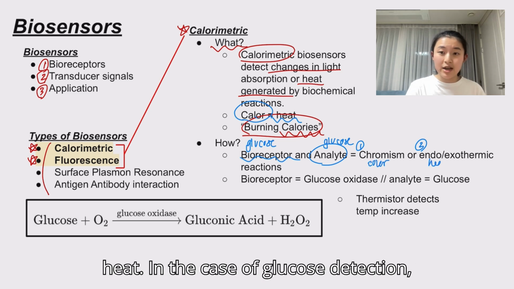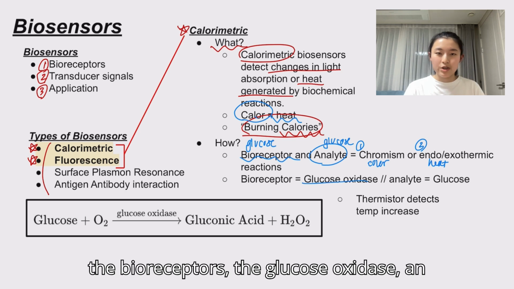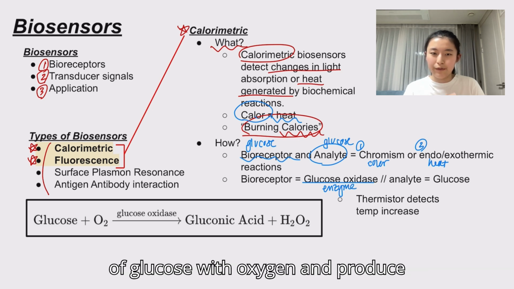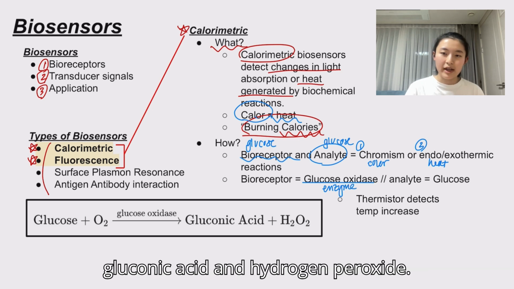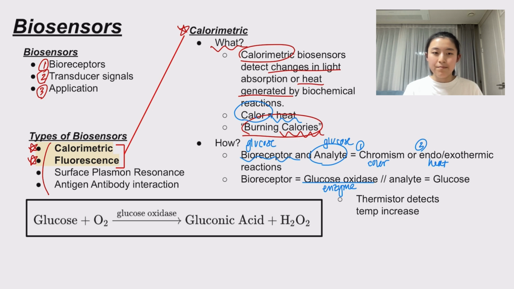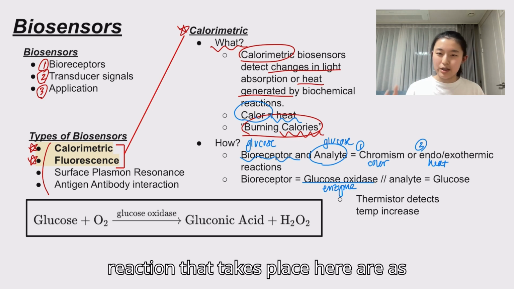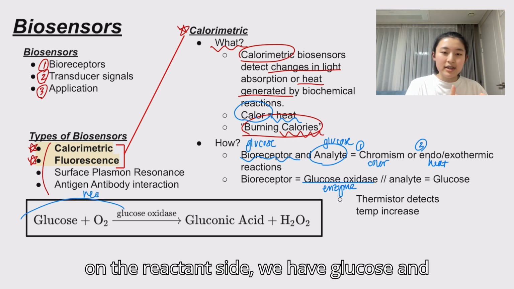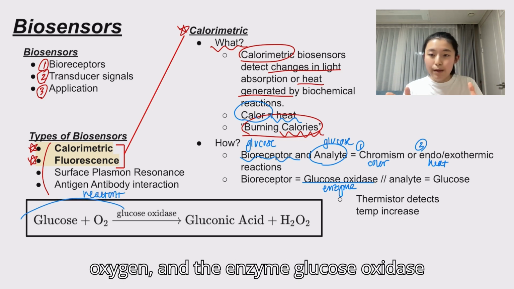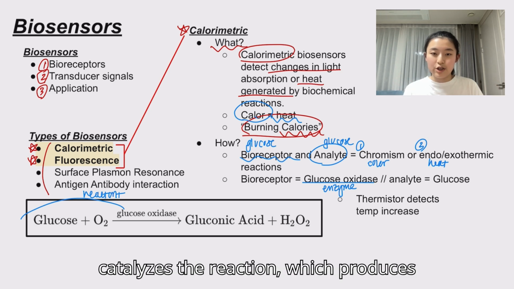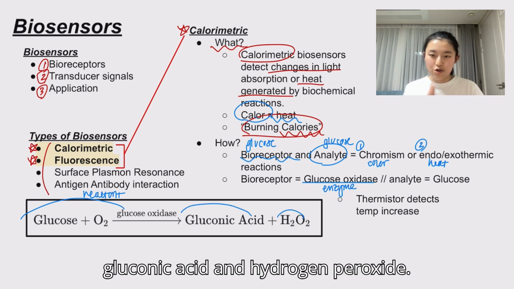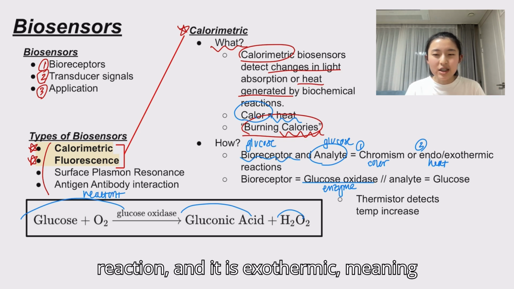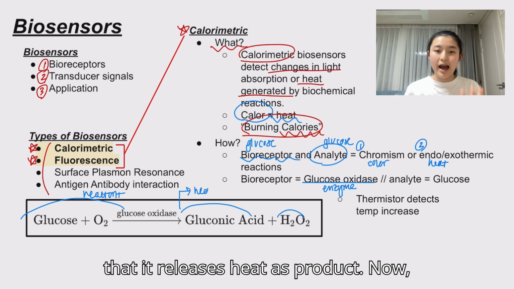In the case of glucose detection, the bioreceptor, glucose oxidase, an enzyme that's capable of catalyzing glucose, would then catalyze the reaction of glucose with oxygen and produce gluconic acid and hydrogen peroxide. Now, the chemical equation of the reaction that takes place here is as follows. As you can see on the reactant side, we have glucose and oxygen, and the enzyme glucose oxidase catalyzes the reaction, which produces gluconic acid and hydrogen peroxide. Now, this reaction is an oxidation reaction, and it is exothermic, meaning that it releases heat as a product.